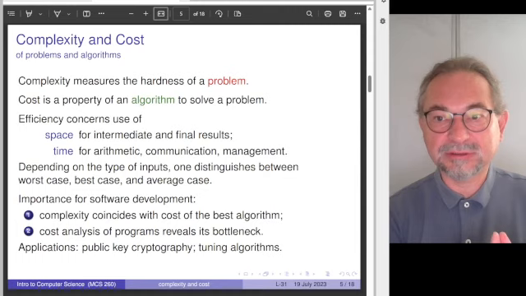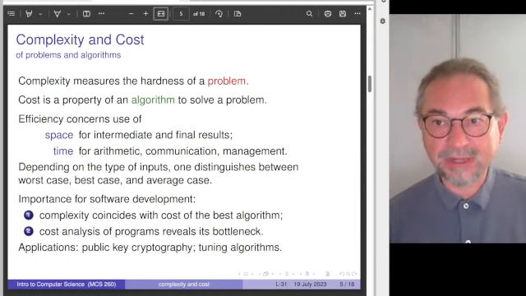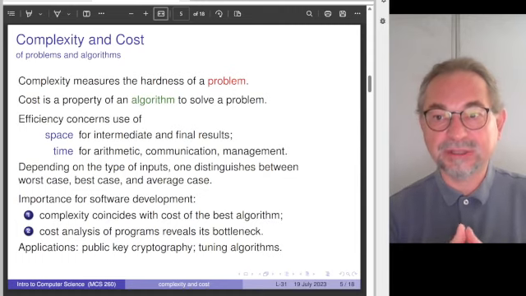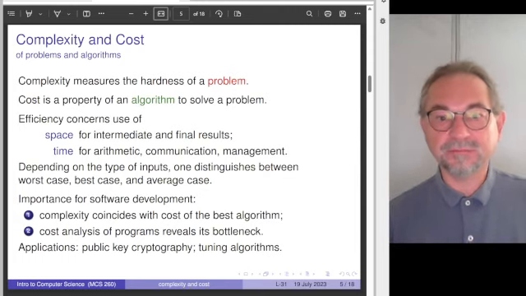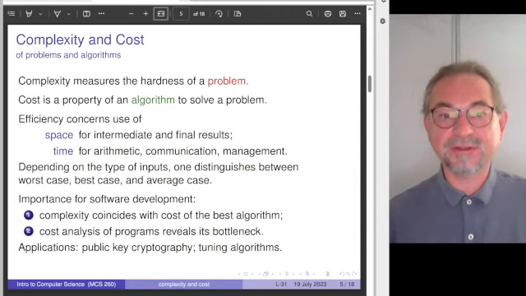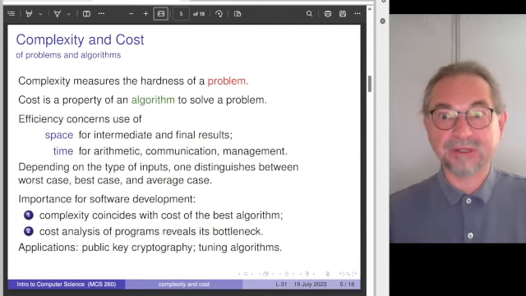We can think about different inputs. We have a worst case, best case, average case. Think, for example, about sorting. You may consider sequences that are almost sorted, as opposed to completely random sequences, or sequences that are completely sorted. So you have the worst case, best case, average case. Among all the sequences of numbers that you can consider, what is an average case, for example?